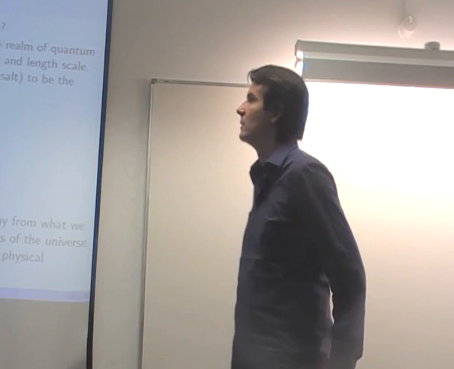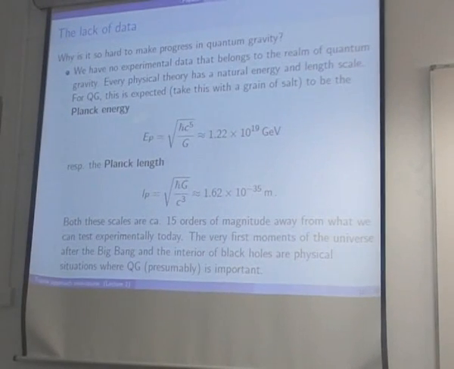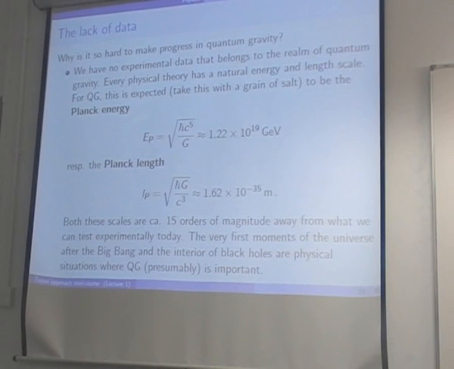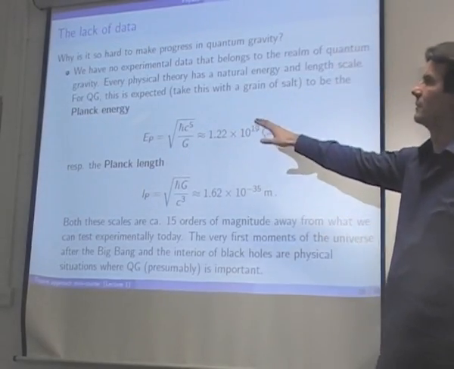So why is it so hard? First of all, we have no experimental data that we could actually say, this is from quantum gravity, this is data I would have to explain. And why is that? Well, every physical theory has a natural energy and length scale, where the phenomena of this theory are important, and that is expected to be so for quantum gravity.